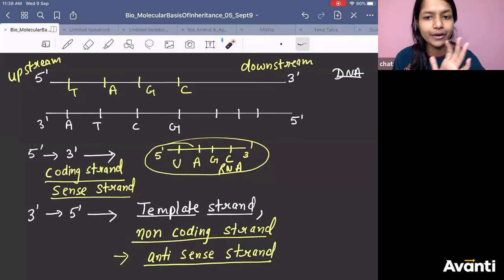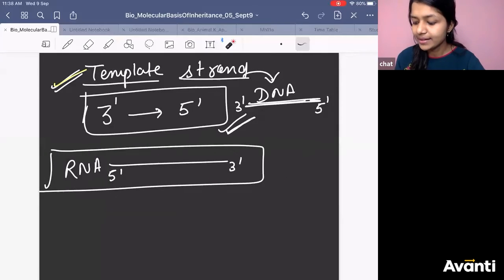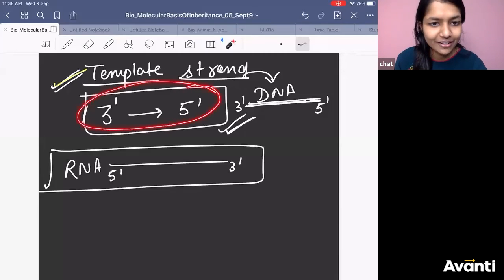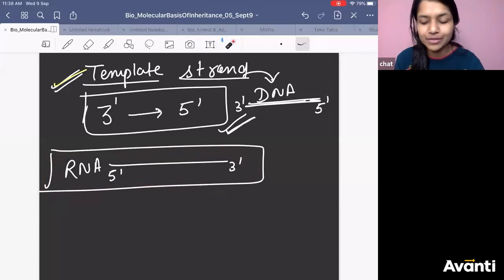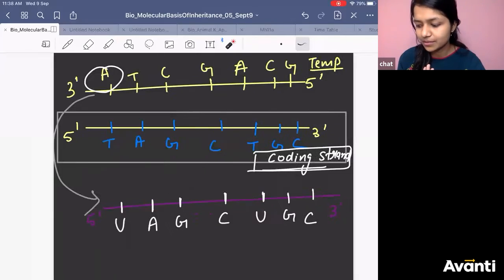The naming will be done according to the coding strand. If someone says 5 prime, you should think that it is present here, according to the coding strand location. So I hope you have got that our template strand is what? 3 prime to 5 prime. Because our RNA gets formed from 5 prime to 3 prime. Because transcription happens from 5 to 3, the 3 prime to 5 prime strand will act as template. Got it? It is just a revision.